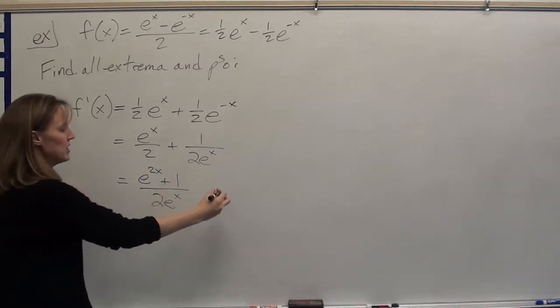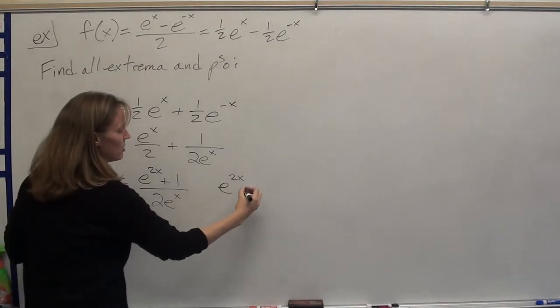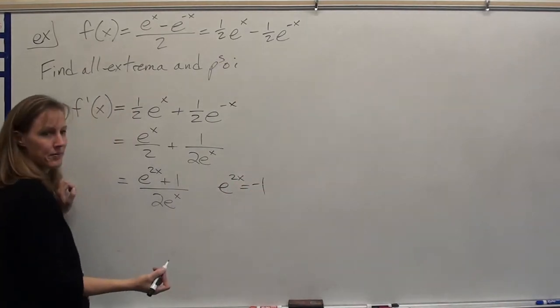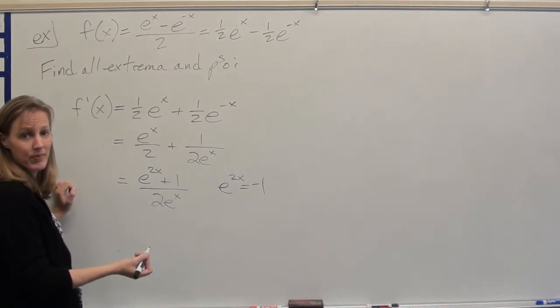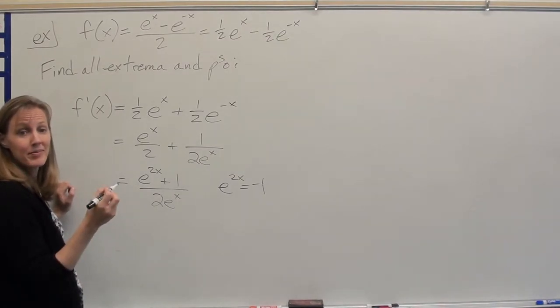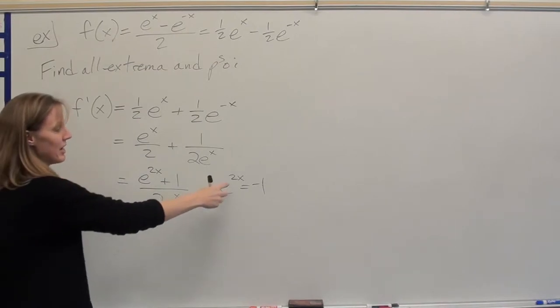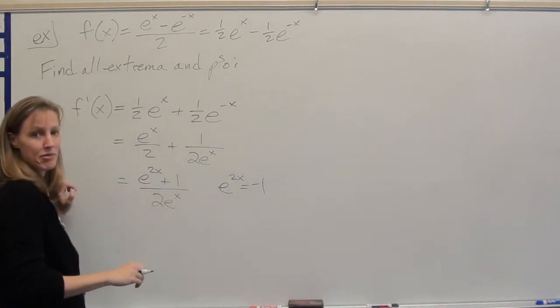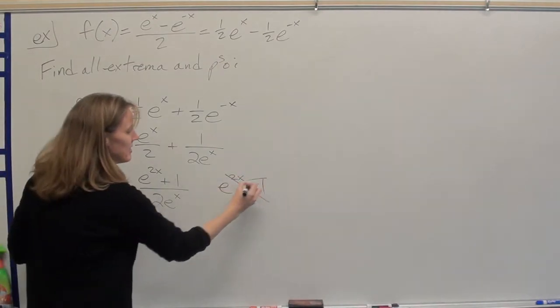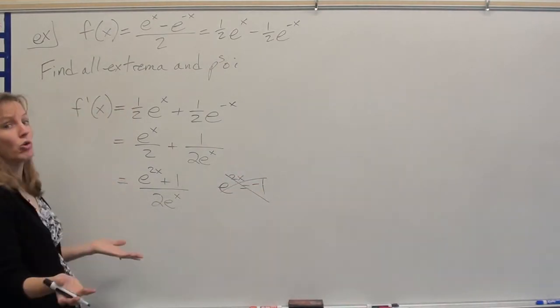First, is the bottom ever 0? No. So if we set the top equal to 0, we get e to the 2x equals negative 1. When is that true? Never. Tell me an x value that's going to make e become negative. Nothing. This is never true. This function has no critical numbers.